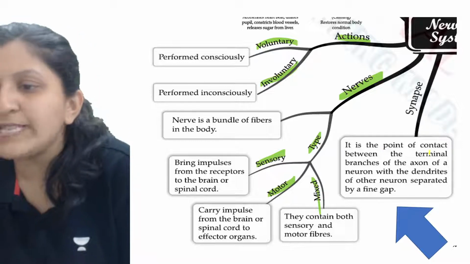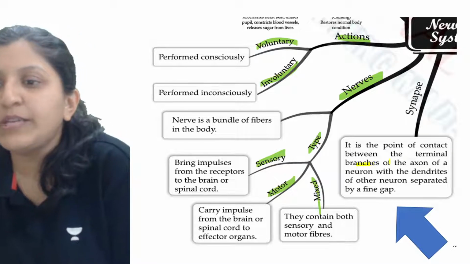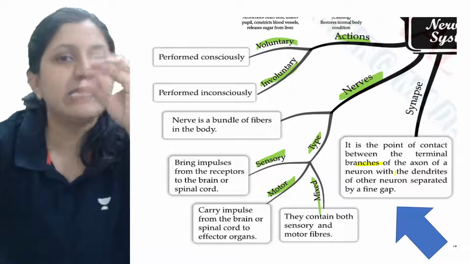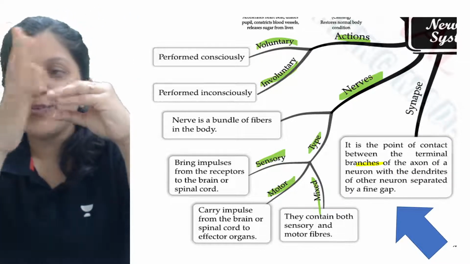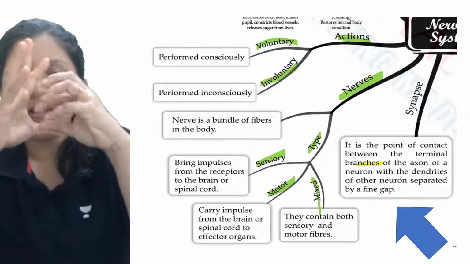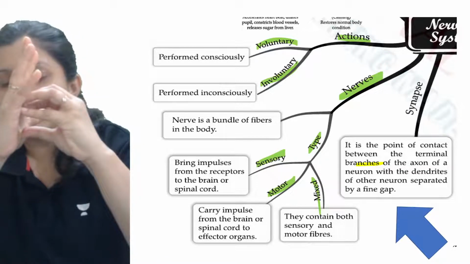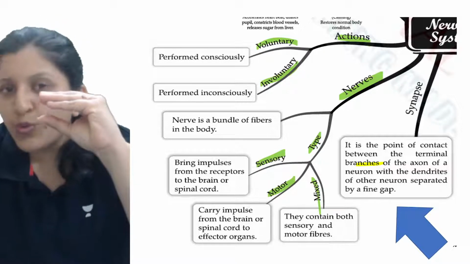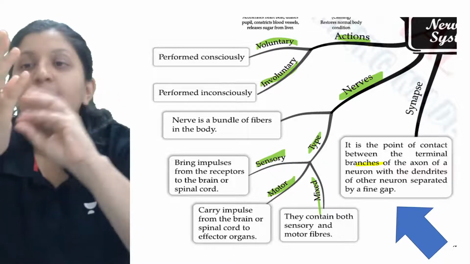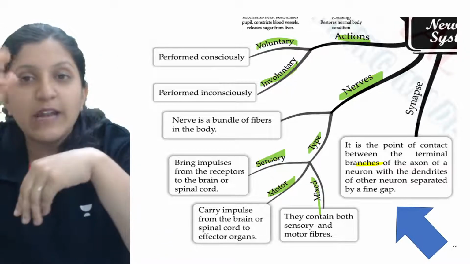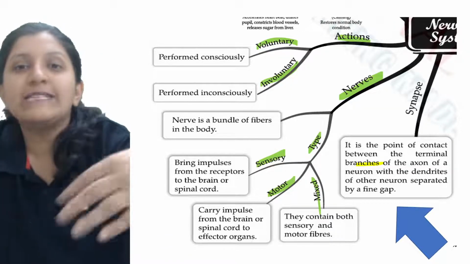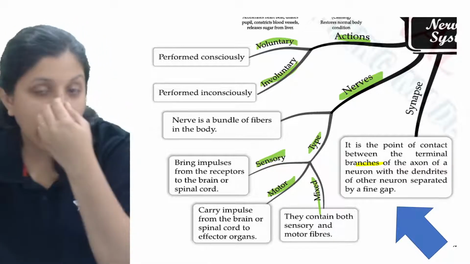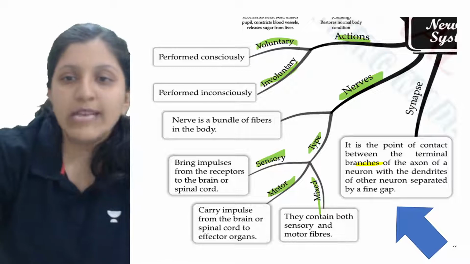This is the point of contact between the terminal branches of an axon and the next neuron. Let's say this is the axon terminal and this is the dendrite of the next neuron. They are not in complete contact. Across the fine gap, neurotransmitters are released from this and received by this, and that is how the impulse continues to travel from one neuron to the other. That we call a synapse.